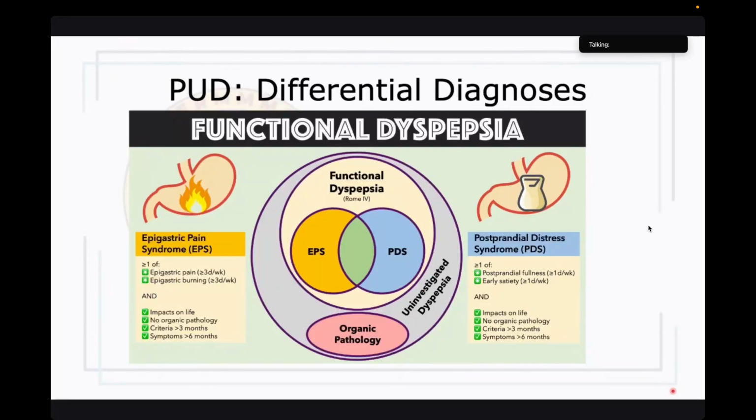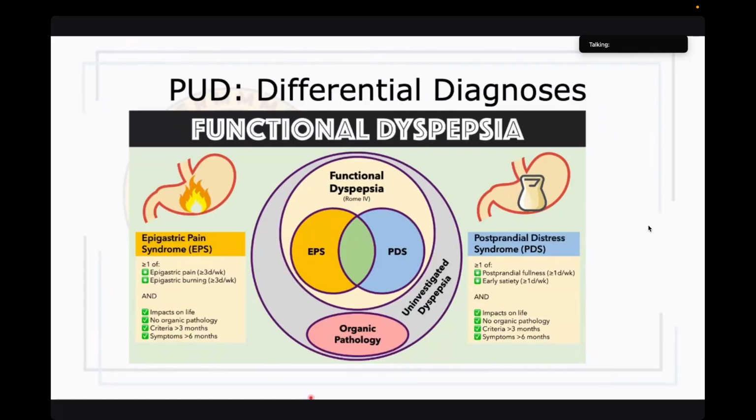This is a functional disorder of the upper gastrointestinal tract. And by functional, I mean that there is no structural abnormality. This means that you have already ruled out other differential diagnoses, either by endoscopy or by imaging. So, functional dyspepsia is more of a diagnosis of exclusion.